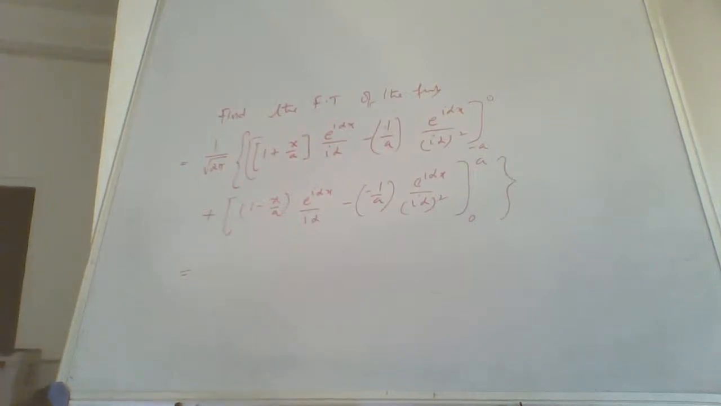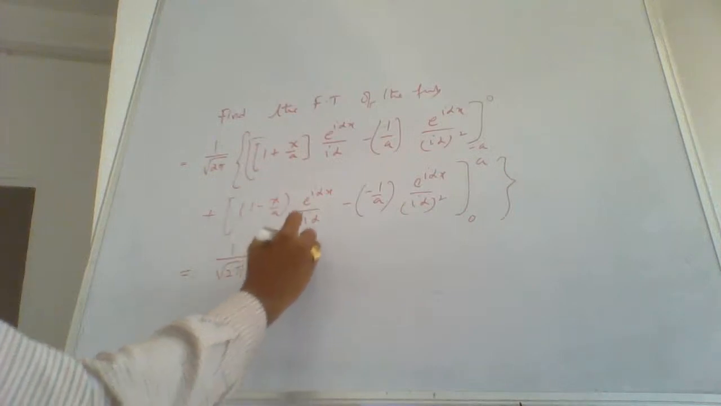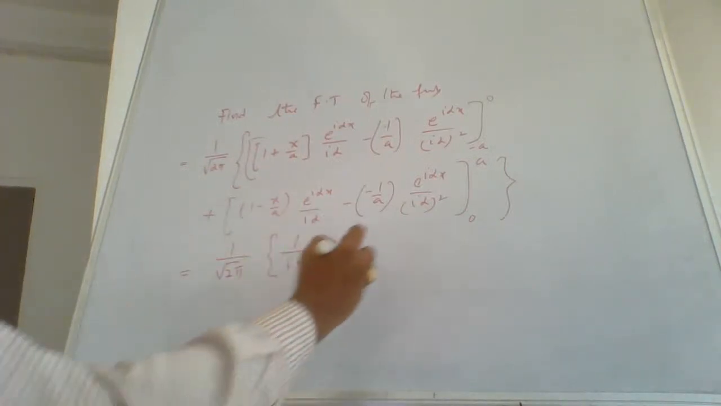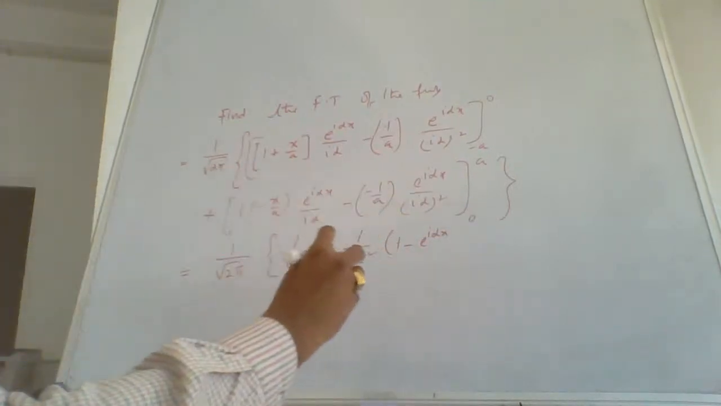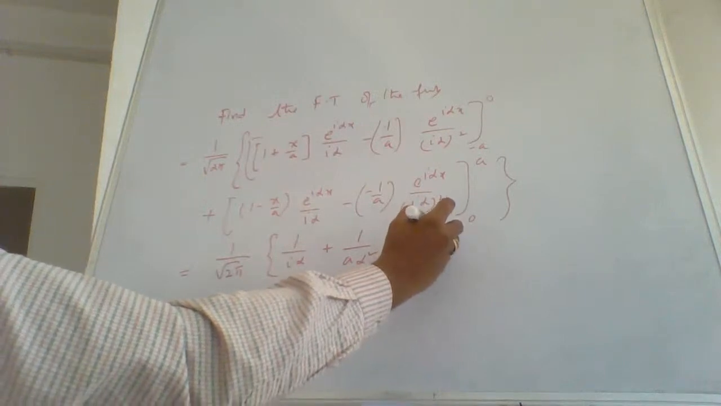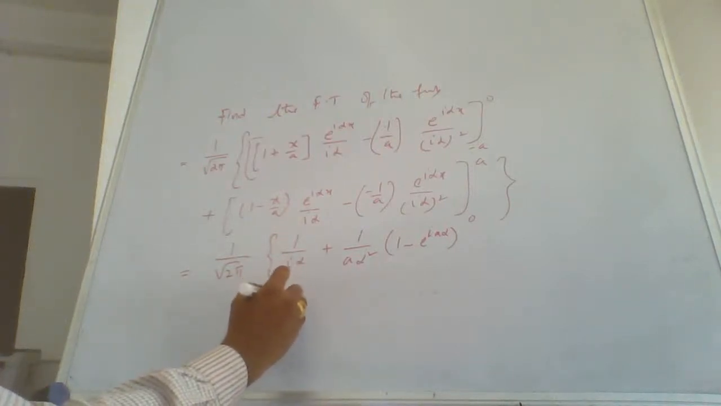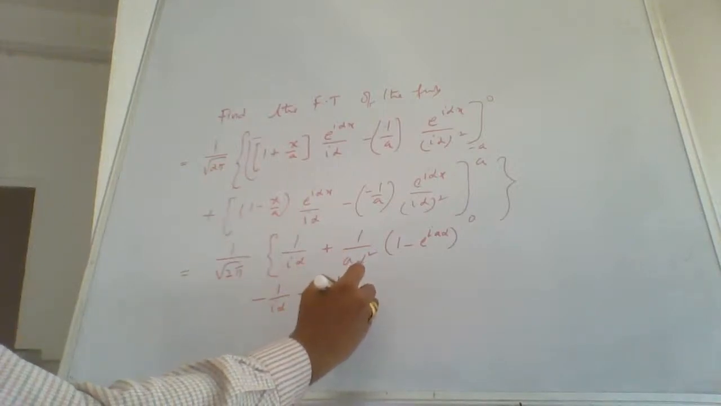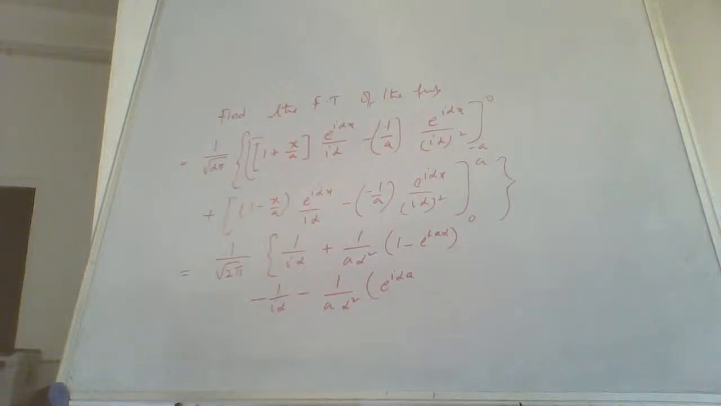Okay, now let us put the upper limit and the lower limit. First, for this, quickly, let us put this. So I get 1 by i alpha plus 1 by a alpha square, and this is 1 minus e to the power of i alpha x. Alpha x being this, so i a alpha, i a alpha, i a alpha, minus 1 by i alpha minus 1 by a alpha square, and e to the power of i alpha a, minus 1. Close the braces.